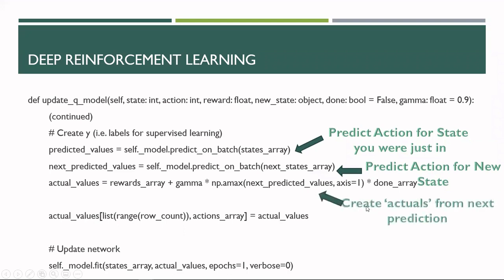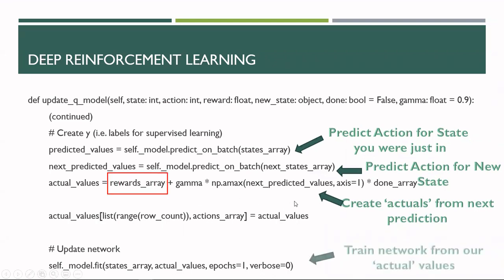Okay. So we're creating our supposed actuals, in scare quotes, we're creating our actual values that we're going to then use for training by looking at the next state we ended up in, and then saying, give me a prediction of what it should have been. And then we adjust it by an amount based on the rewards. And over time it will converge, similar to regular reinforcement learning.